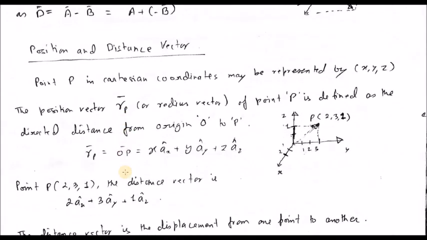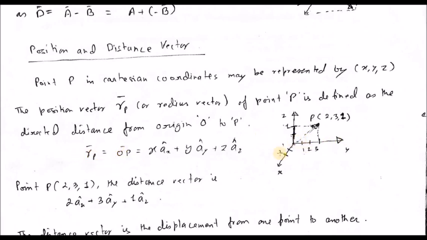Now there are two more terms, which are position vector and distance vector. The position vector is denoted by RP, and it is defined as the directed distance from origin O to any particular point P. Suppose there is a point P in the Cartesian coordinate system, and I am representing it by x, y, z. Then the position vector can be denoted by RP, and it will be OP.